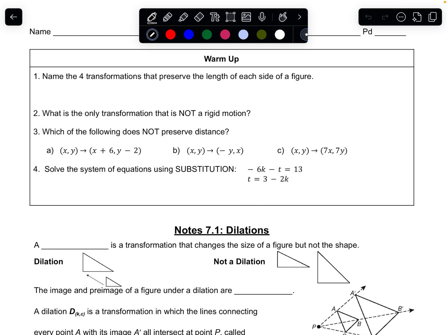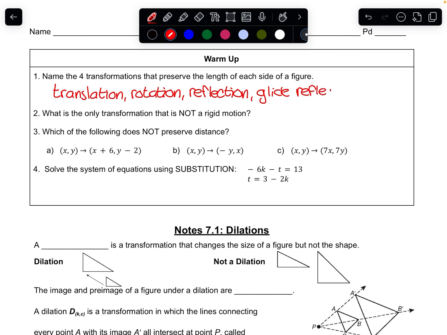Okay, name the 4 transformations that preserve the length of each side of a figure. That would be a translation, rotation, reflection, and a glide reflection. And then the only one that does not preserve distance, so it is not a rigid motion, that is a dilation.